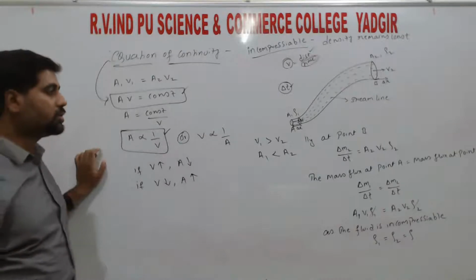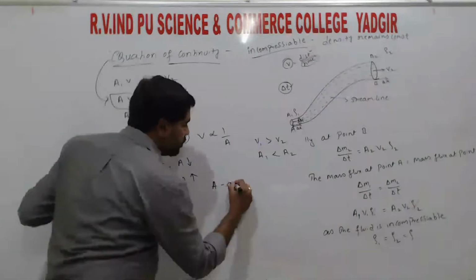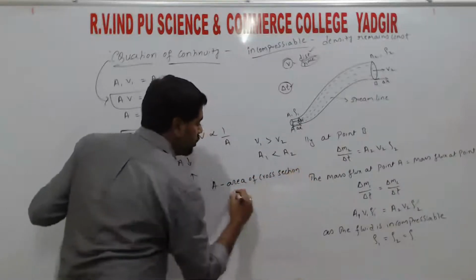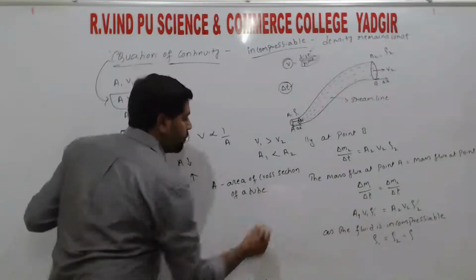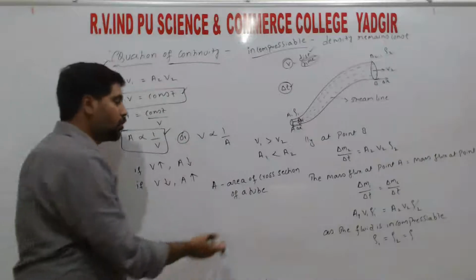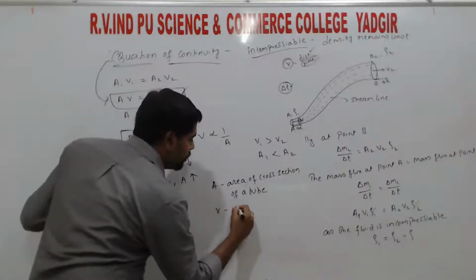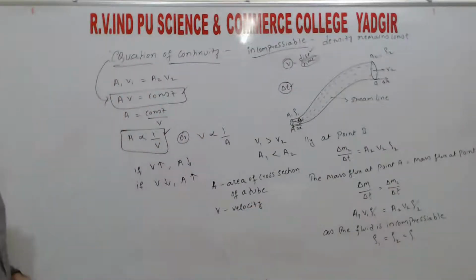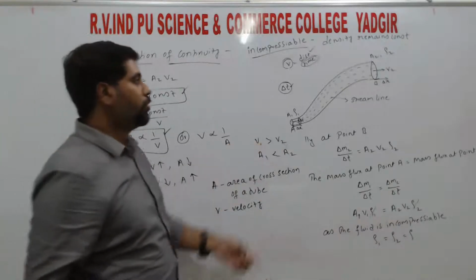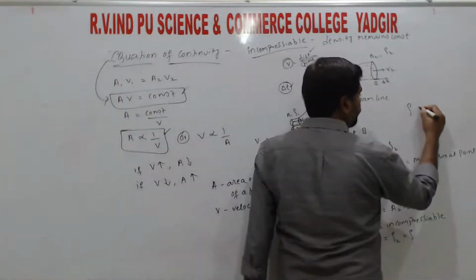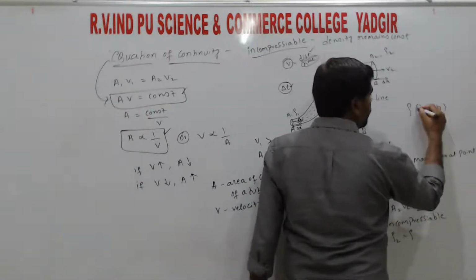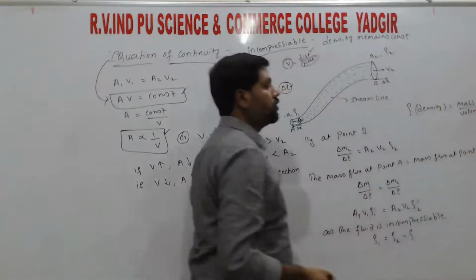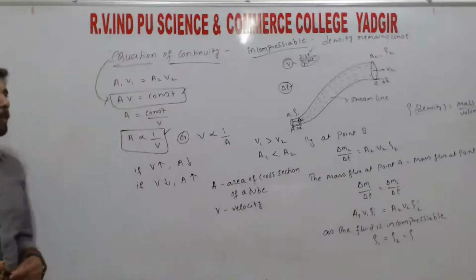A V is equal to constant, where A is the area of cross section of a tube or pipe, you can consider whatever you want, and V is the velocity. V can also mean volume, so be careful, because here we also consider the volume. Why? Because density is equal to mass by volume, right? So density is equal to mass by volume.